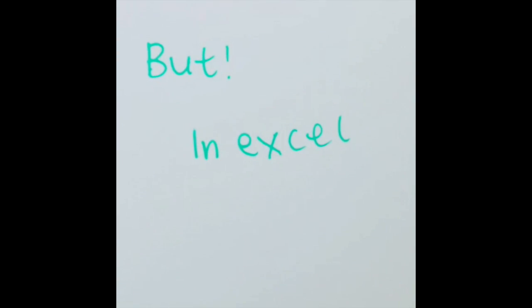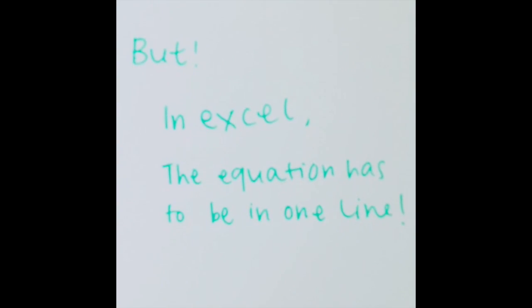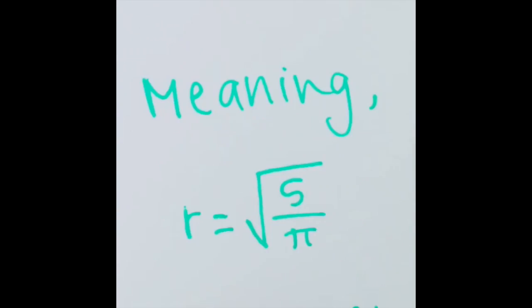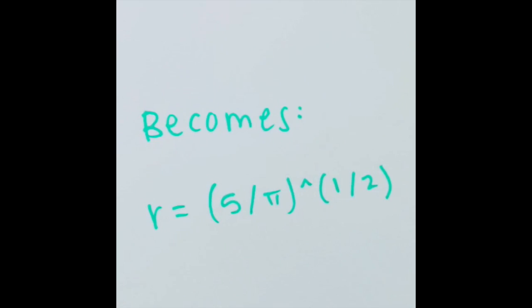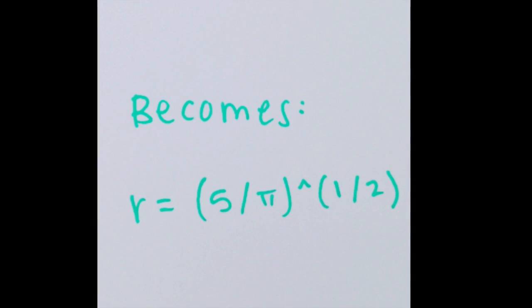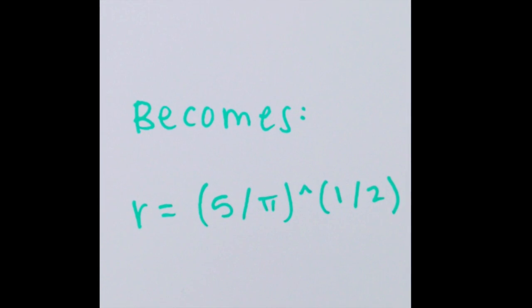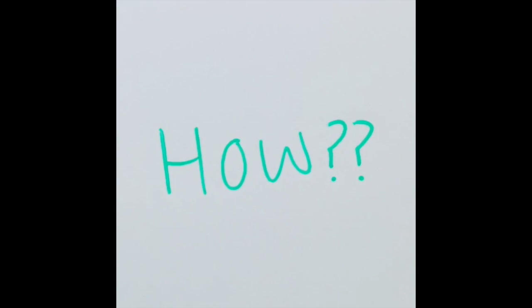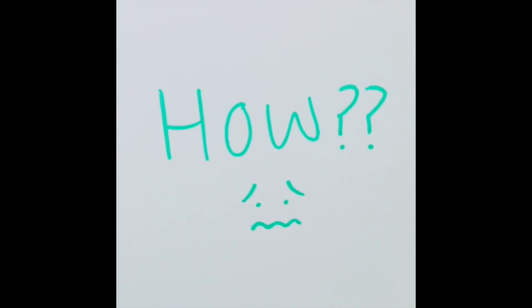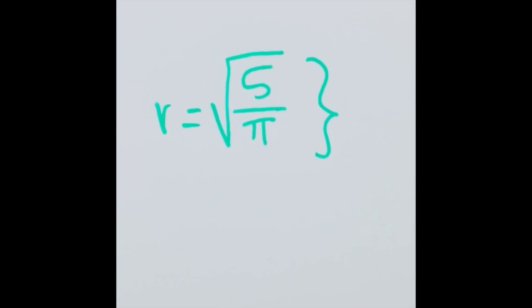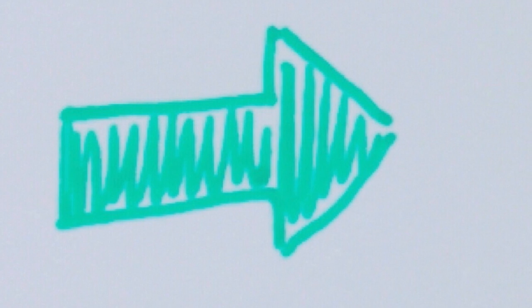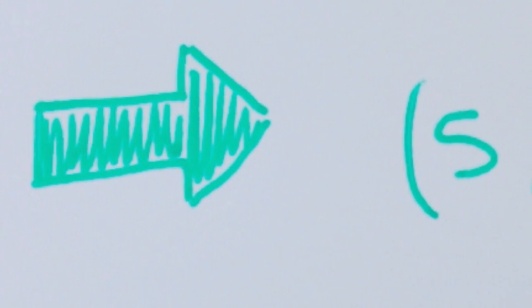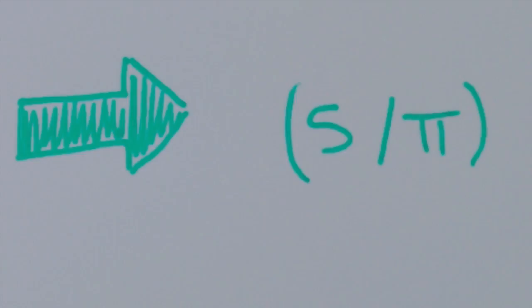But in Excel, everything has to be written in one line, meaning that r equals the square root of 5 over pi has to look like this. So you might be wondering how exactly this is done. Well, it's actually really easy. We have our equation and we're going to take the inside, which is 5 over pi, and rewrite it as 5/pi. So it's going to look something like this.